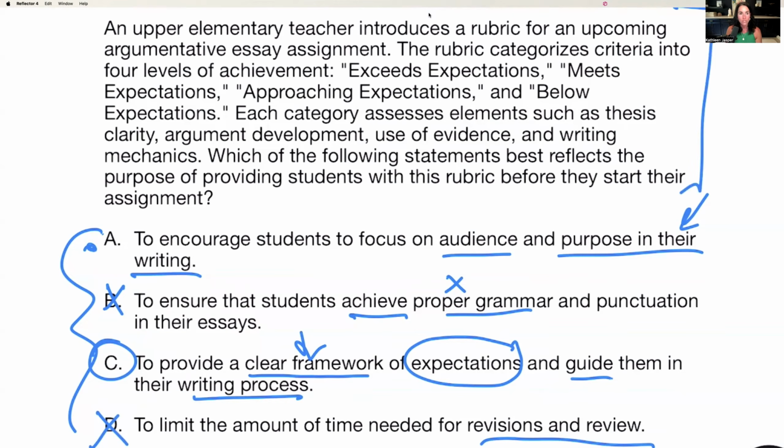Let's have a look at the question. An upper elementary teacher introduces a rubric. Well, right away, a rubric goes with expectations. So C is going to be the best answer there. All right, so that is my good words, bad words strategy and how to apply it with some test questions.